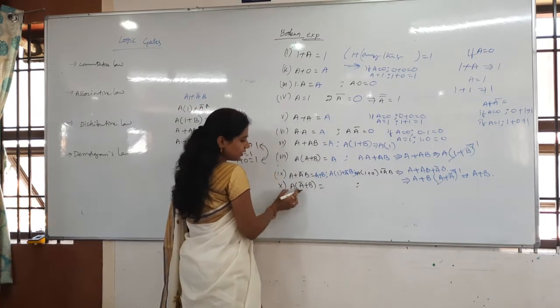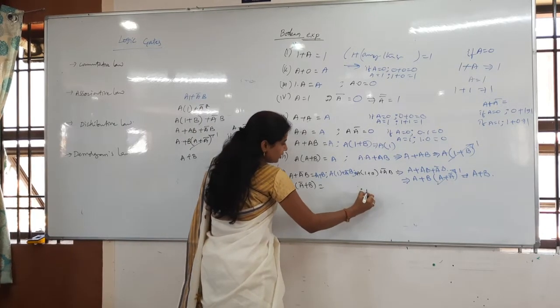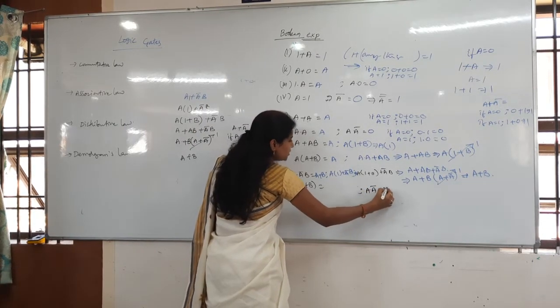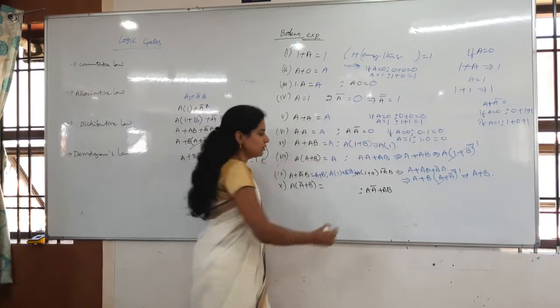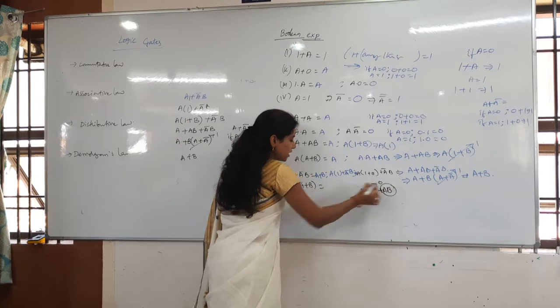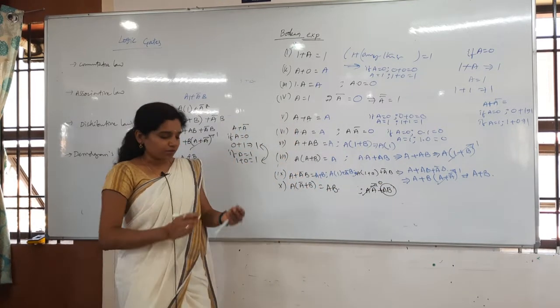See that? A I will send inside. Whenever I send the A inside, then what will you get here? A into A bar plus AB. A into A bar is how much? 0. So this will become 0. So what is your answer? Only AB. Clear?